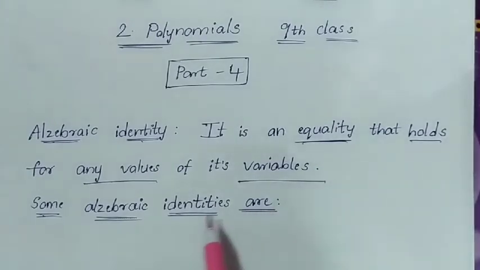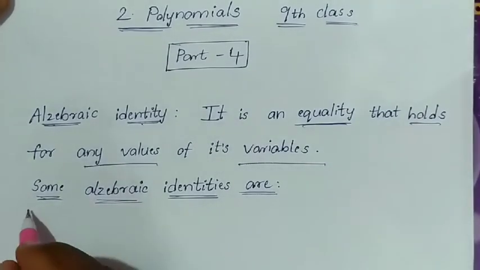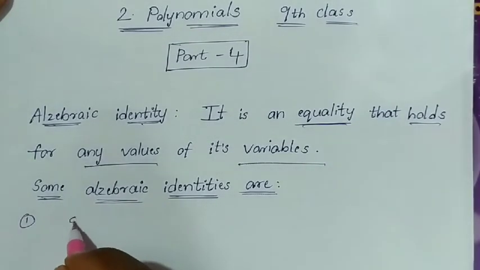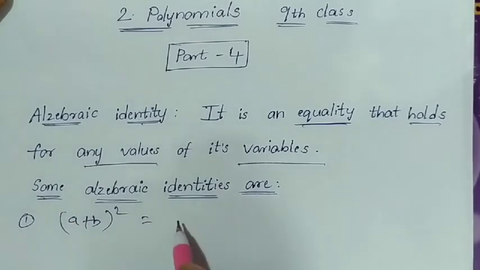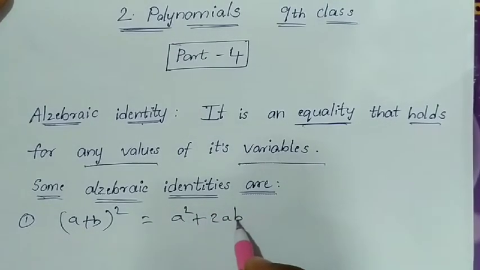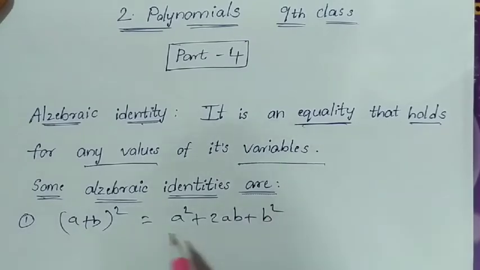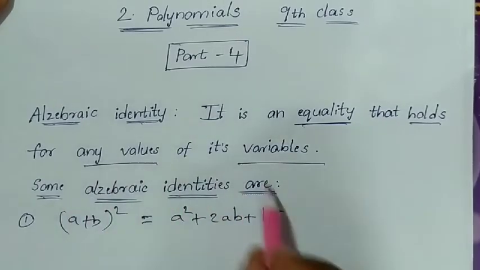Okay. So, some examples of algebraic identities. The first one, (a plus b) whole square can be written as a square plus 2ab plus b square. Okay, this is an algebraic identity, one of the examples. Here this is LHS and this is RHS. So a and b are two values. By taking any values for a and b, this equation is true.